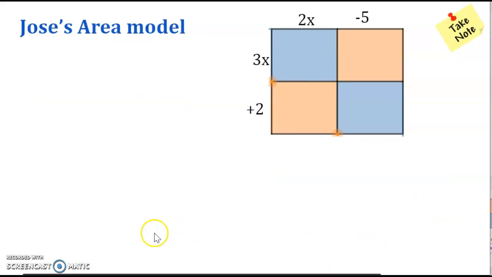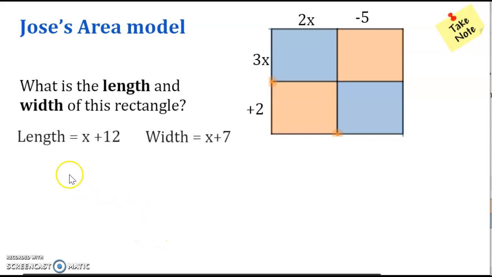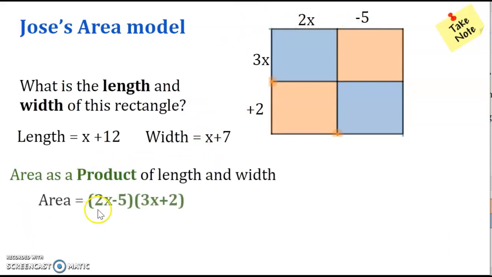Let's try another one. Okay, so what is the length and width of this rectangle? Same thing. Length is, oh, I did not change this. It should be 2x minus 5, and the width is 3x plus 2. So 2x minus 5 should be the length, and the width is 3x plus 2.